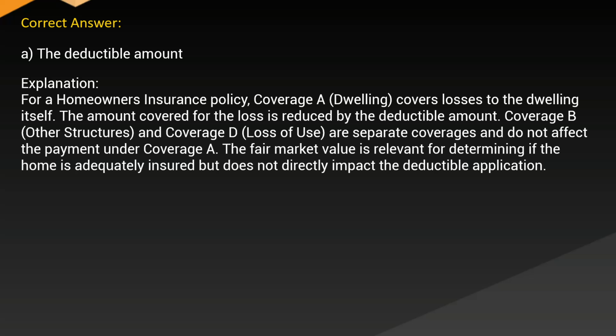Correct answer. A. The deductible amount. Explanation. For a homeowner's insurance policy, Coverage A, dwelling, covers losses to the dwelling itself. The amount covered for the loss is reduced by the deductible amount. Coverage B, other structures, and Coverage D, loss of use, are separate coverages and do not affect the payment under Coverage A. The fair market value is relevant for determining if the home is adequately insured but does not directly impact the deductible application.